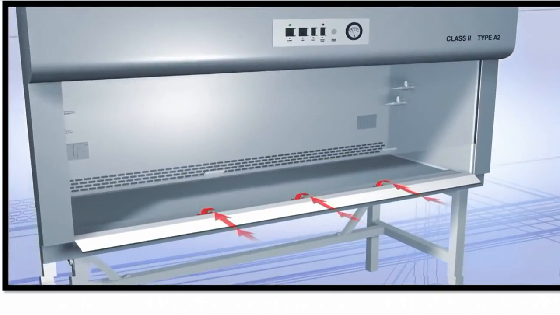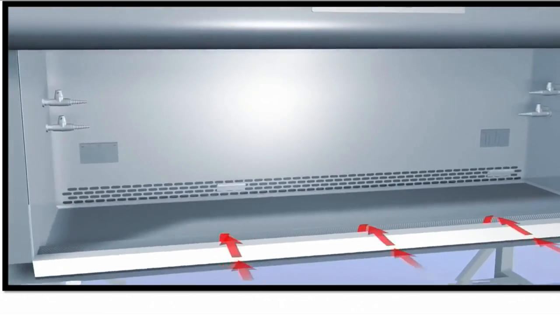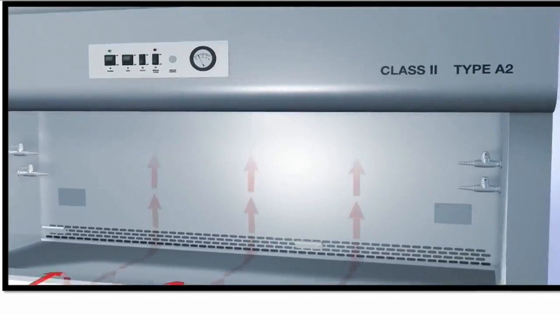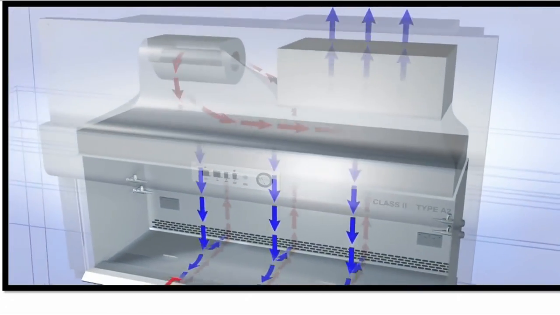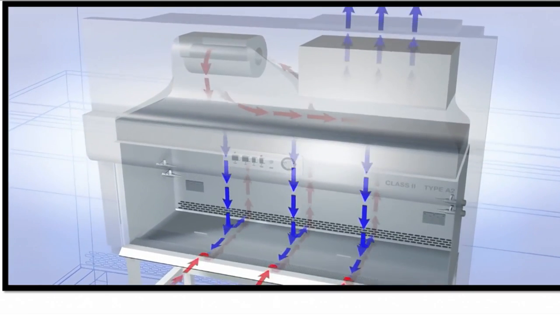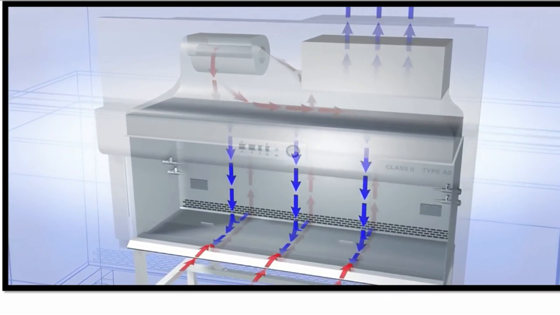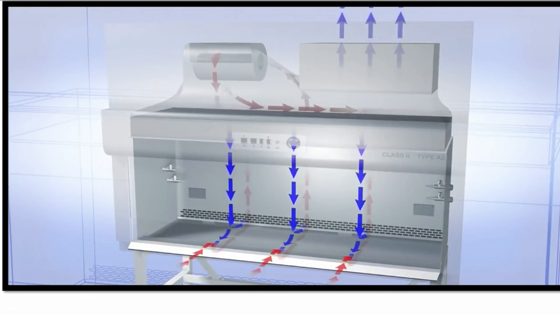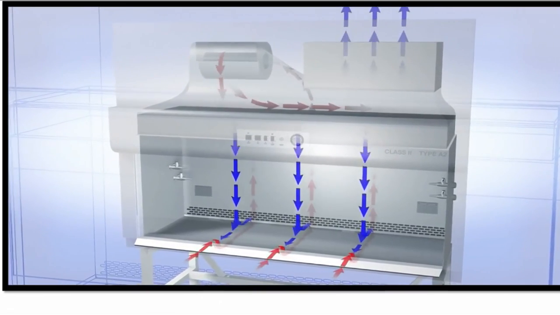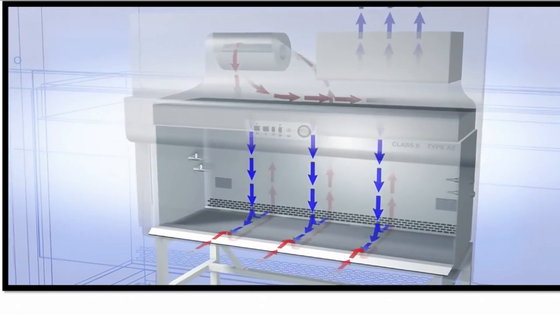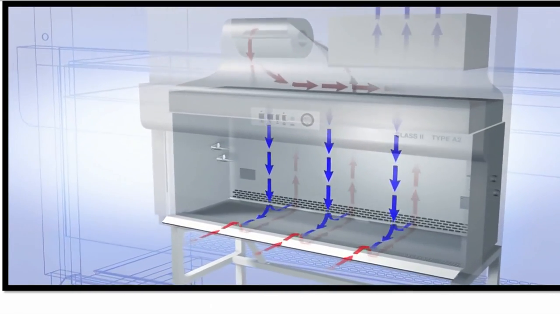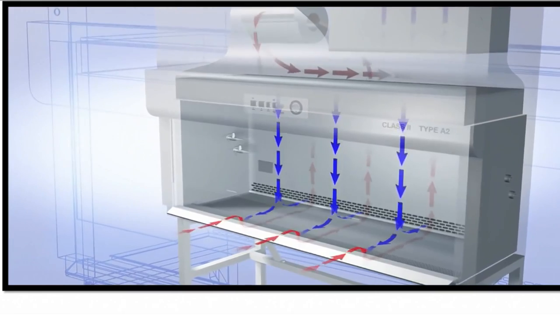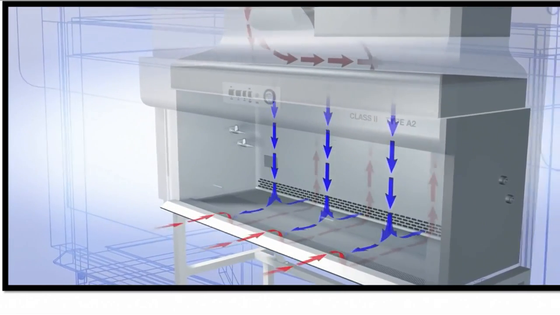Air flows through the window opening into the front grill, through the plenum, then through the HEPA filters. 30% of the filtered air is exhausted. The remaining 70%, which is now HEPA filtered, is recycled back into the workspace. To ensure maximum protection in using a BSC, here are some essential reminders.